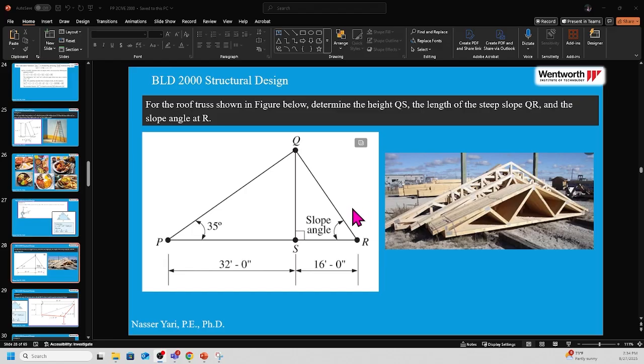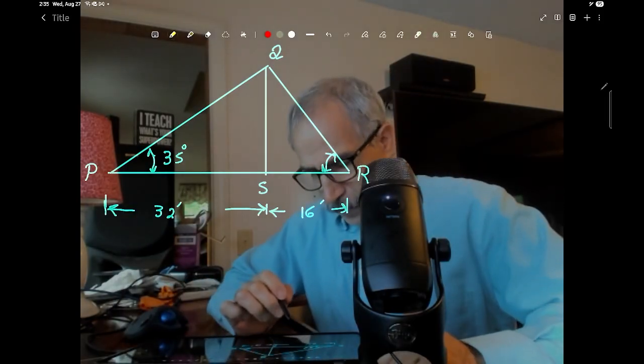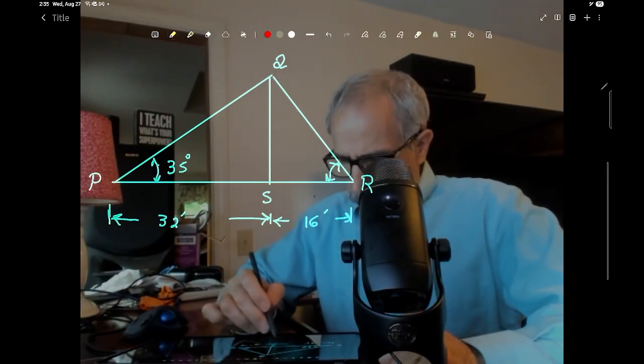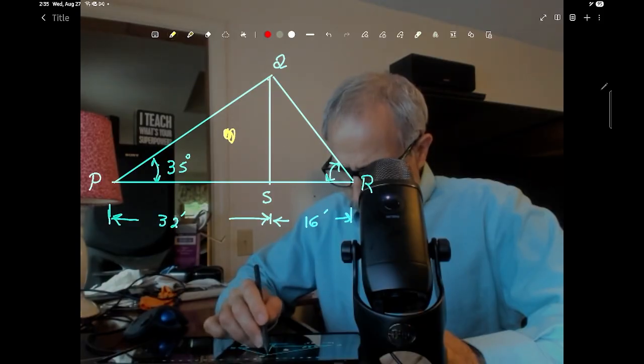The next problem we have is this roof truss. As you can see right here, we want to know the height QS and also the length of QR. We want to know this length and this height and also this angle right here. The only information we have so far is what you're looking at. Look at this triangle right here, the first one.